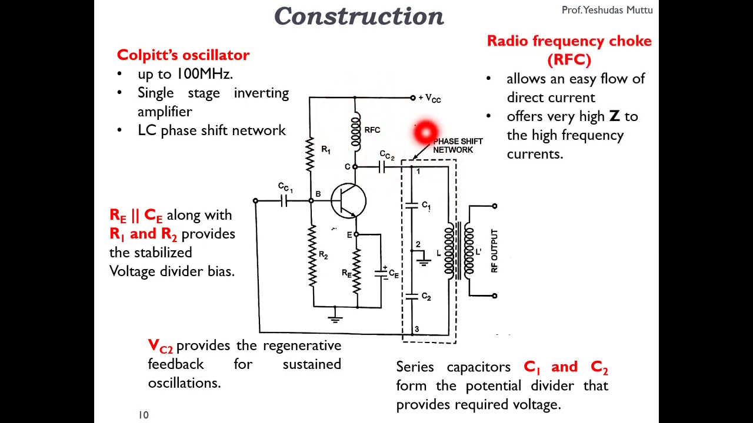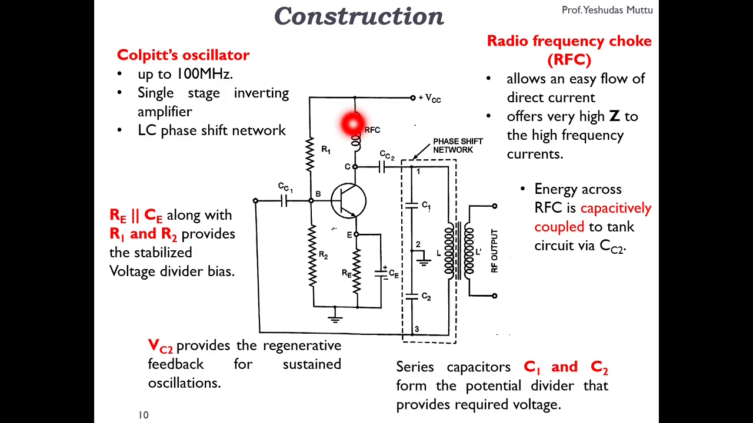Now coming to this RFC, that is radio frequency choke, nothing but the inductor. What it will do is that it will allow DC to flow through it, and provide high impedance for AC. Another important thing about this RFC is that whatever energy is stored in this RFC is being capacitively given to this tank circuit. Now the very fact that you are giving this energy to the tank circuit via CC2, what is the function of CC2? It will pass AC and block DC, fine.